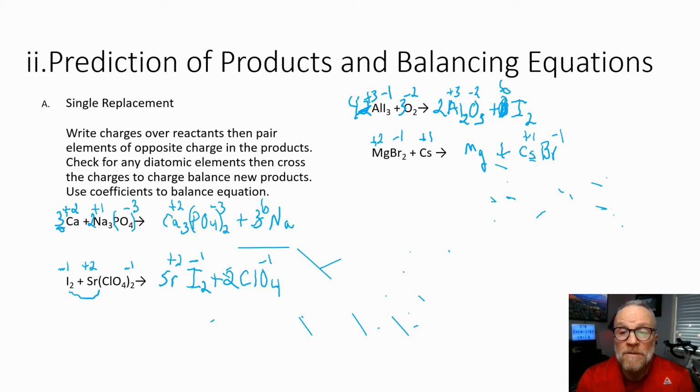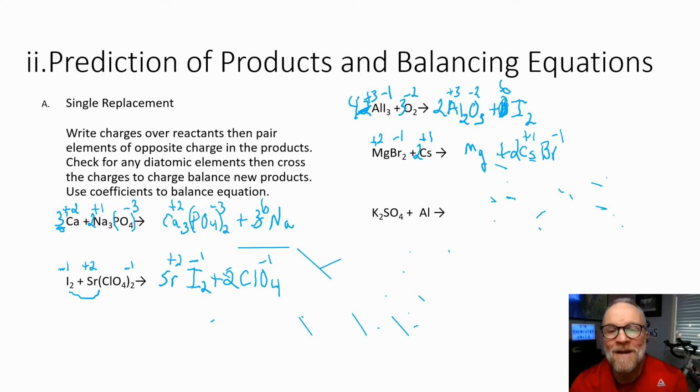So magnesium is balanced because there's only 1 atom of each. Bromine, there's 2 atoms of bromine on the reactant side and 1 on the product side, so we'll have to put a 2 there, and then we'll have to put a 2 by cesium to get it to balance. So let's double check. 1 magnesium, 1 magnesium, 2 bromines, 2 bromines, 2 cesiums, and 2 cesiums. So we're balanced there. Notice here, you might have thought, well, shouldn't cesium bromide go first? It doesn't really matter which product goes first, just as long as you have the right products represented.